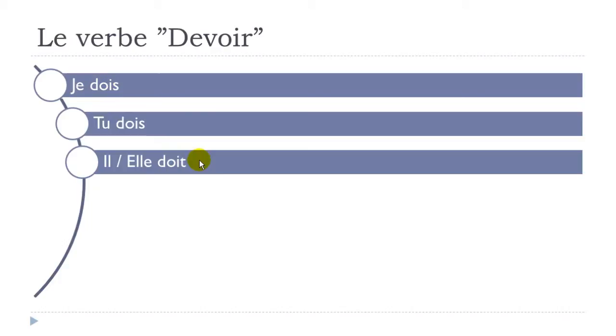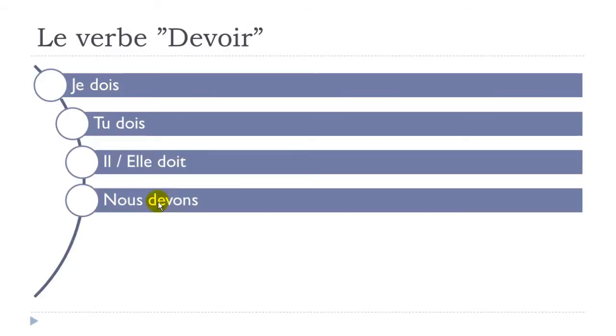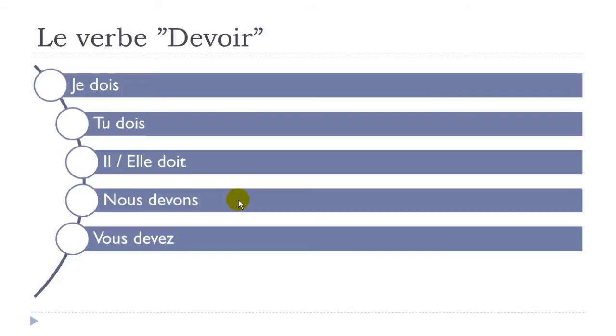And then nous is coming. Nous devons. Classic ending O-N-S for nous. You just pronounce this on, this nasal, and the final S is not pronounced. Nous devons, basically, we must. And then, vous devez. Remember, classic ending for vous, a Z, but you pronounce this combination of two letters, E, devez, vous devez.